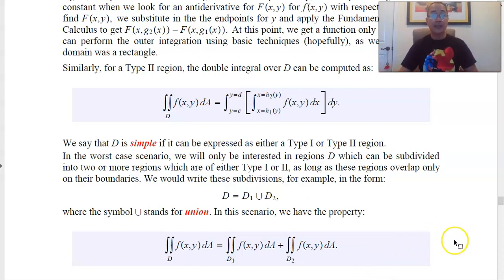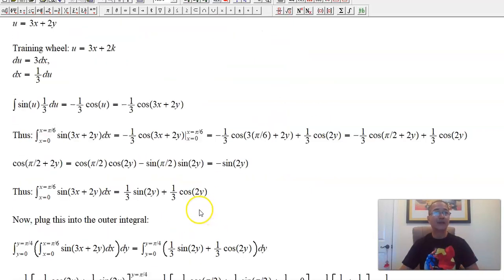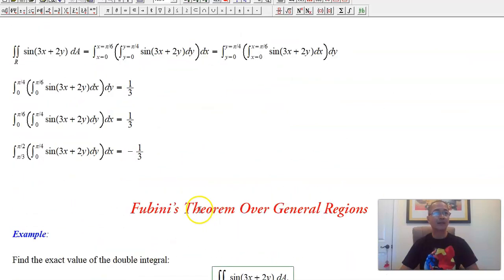So let's go to Scientific Notebook and I will show you an example. This was our example in the last video where we have this function and this rectangle. We went from 0 to pi over 6 and 0 to pi over 4. So what I'm going to do in today's example is keep the function, but change the domain. We're going to turn it into a triangle. All right, so let's scoot on down.